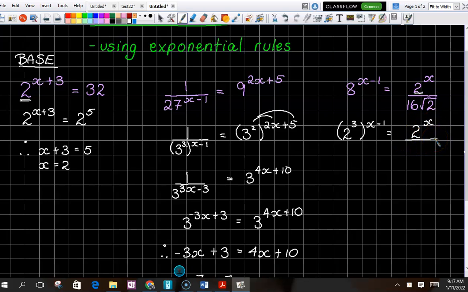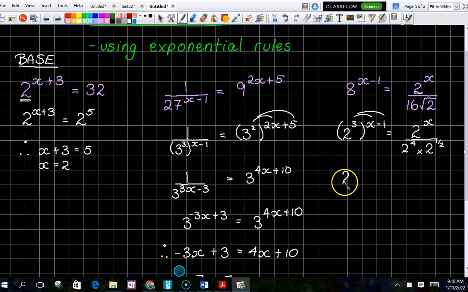So first and foremost, I know that 16 is 2 to the 4, and that's times by root 2. Again, use your index rules, and we know that the square root of something is to the half. Try not to jump steps, otherwise that's when you're going to get in trouble. So now what are we going to do on the left hand side? Well, we've got a power to a power, so we're going to times. Why? That's what the rule says. 3x, take 3. Right hand side.